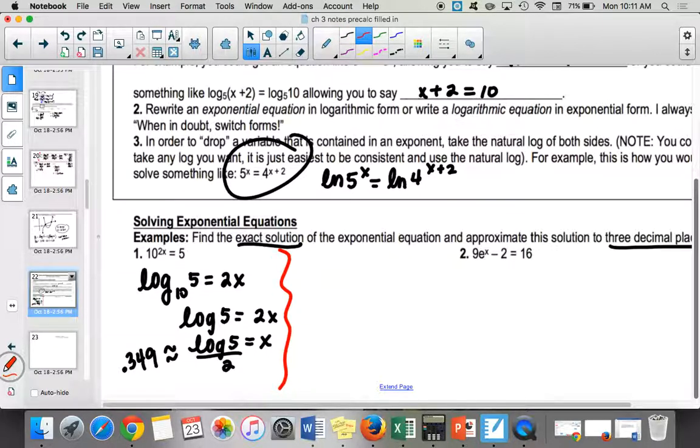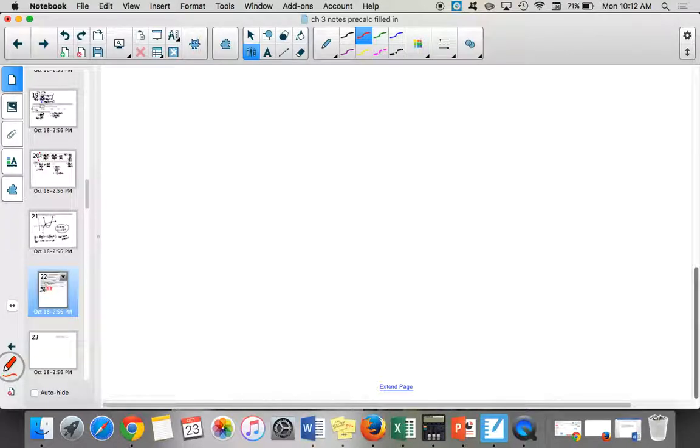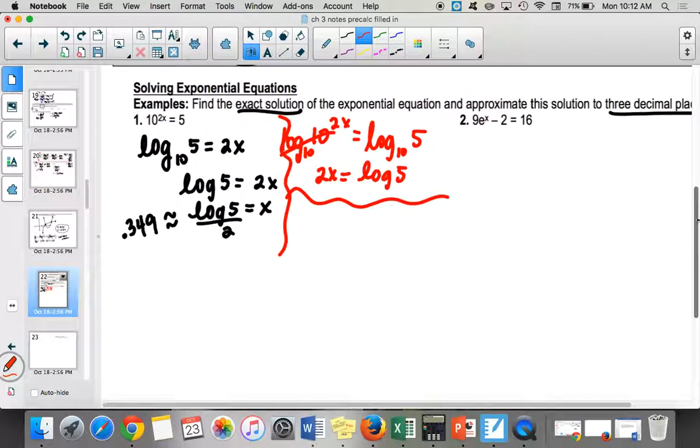So if I had 10 to the 2x equals 5, I could do log base 10 of both sides, right? The log base 10 and 10 would cancel. I'd get 2x equals log of 5 still, and then from there it would be the same. But how else could I do this problem? I could really do any log of both sides. So I could do like natural log of 10 to the 2x equals natural log of 5.